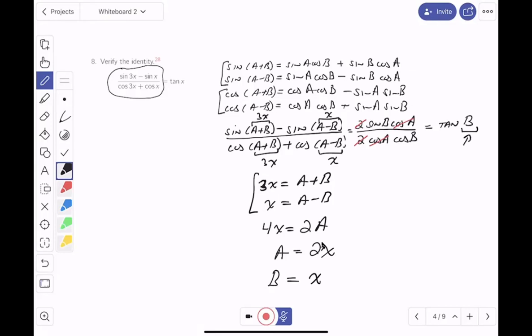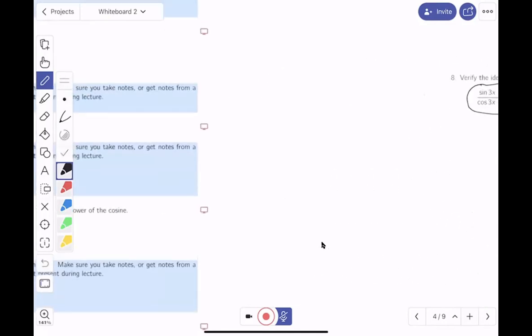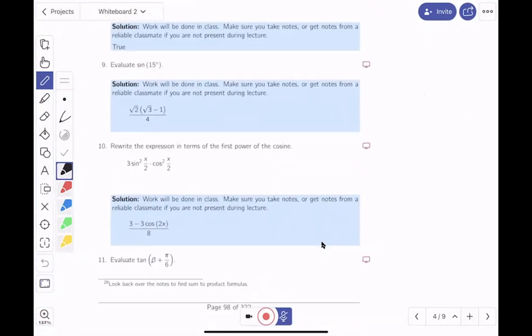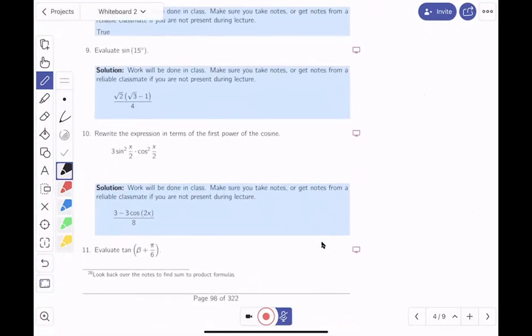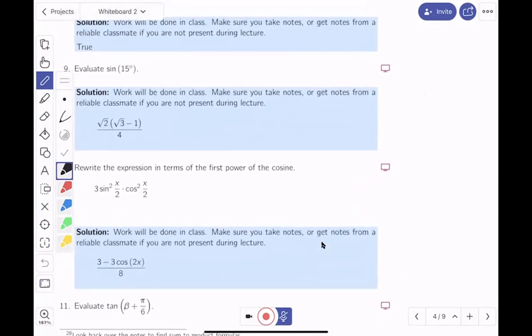All right, let's go to number 9. Number 9 says evaluate the sine of 15 degrees. I've got to go back to get 9 for you. Give me a second. Number 9 is evaluate sine of 15. There's many ways to do it. Don't think there's only one way to do that. I'm looking at it, and first, the way I would do that is say, do I know it's related to some formulas? I'm pretty sure it is. So I'm going to say the sine of 15.